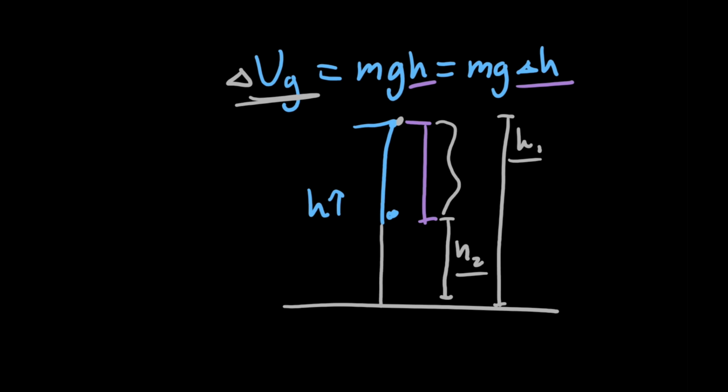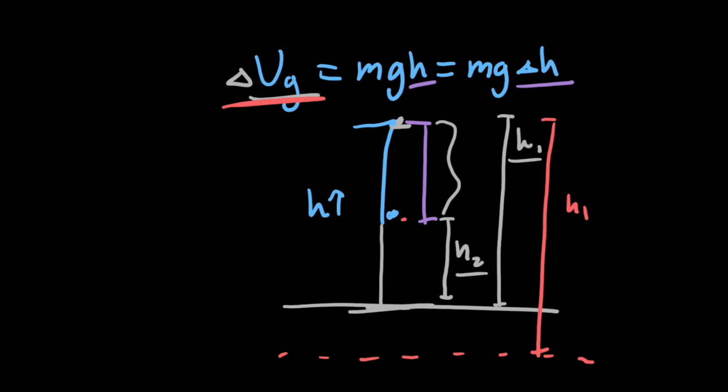But gravitational potential energy is the energy of position, right? Because it depends on how far we are above some relative surface here. Now, if I changed it and I said I wanted to calculate our U_G relative to some underground surface down here, then our h1 would be like this, and our h2 would be like this.